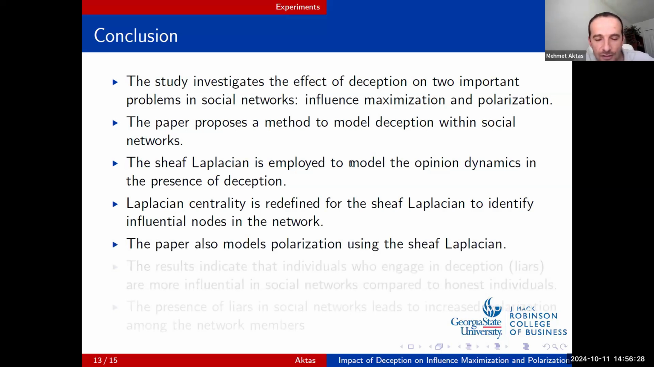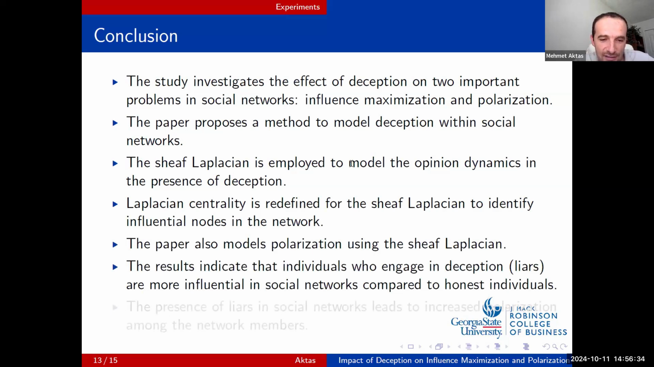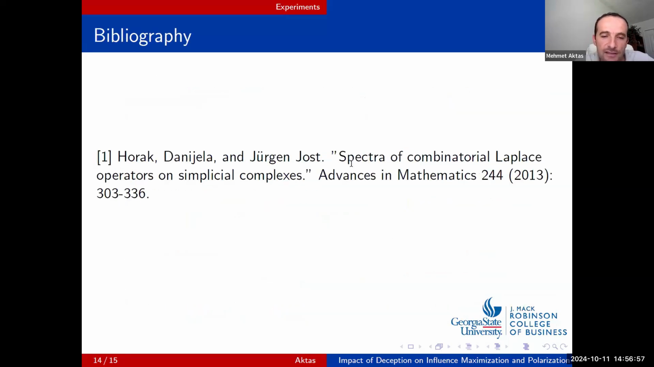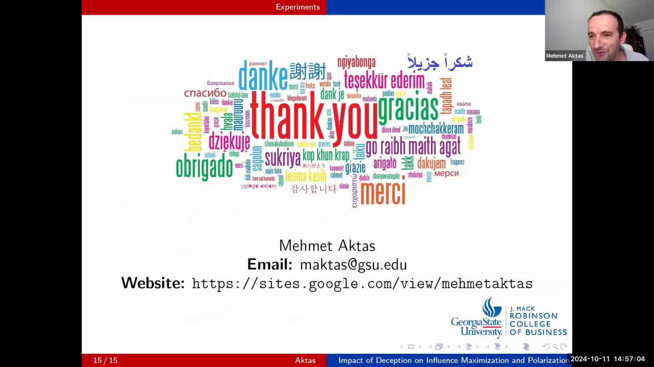We also came up with a model for polarization. And our results clearly show that when users engage in deception, so when they lie, they become more influential in social networks than honest users. And there is also a lie in the social network that is increasing polarization among all the network members. And this is the paper where we use our polarization information diffusion model. That's all from me. Thanks so much for your attention.